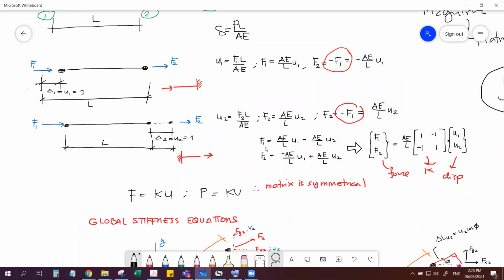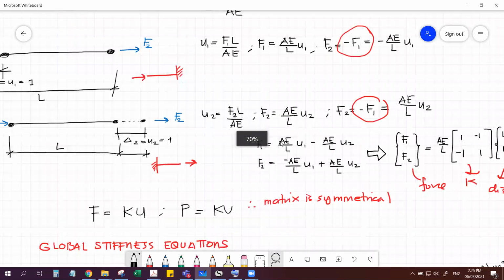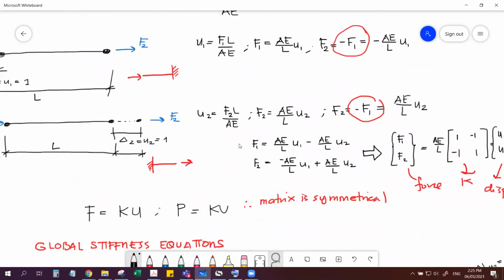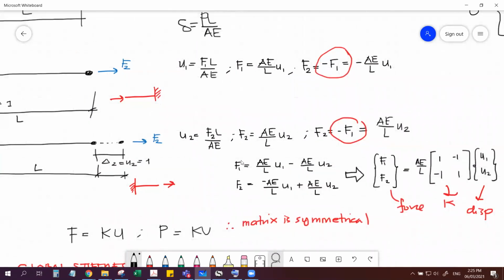Now let's combine all the terms pertaining to F1 and F2. Let's zoom in a bit.